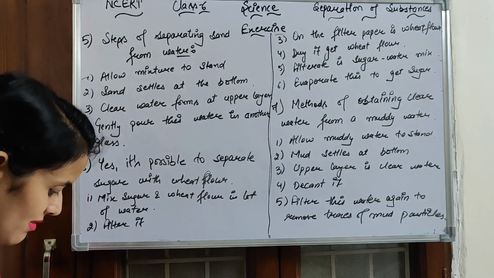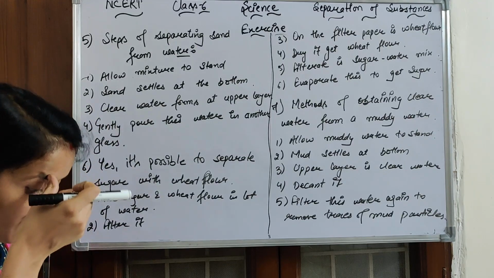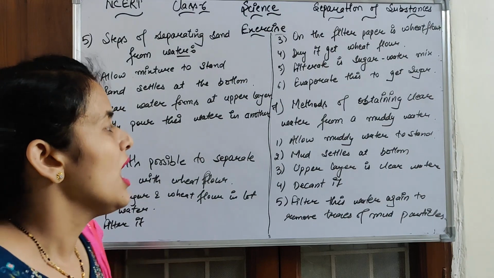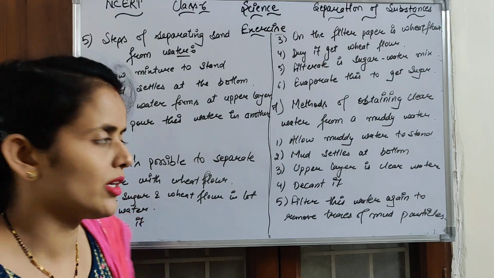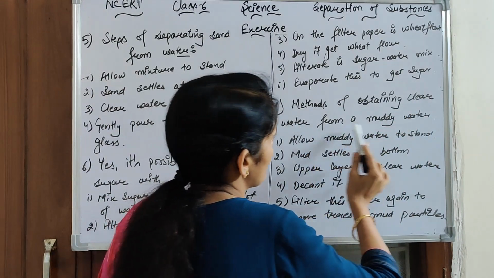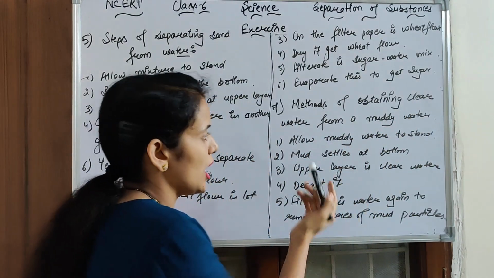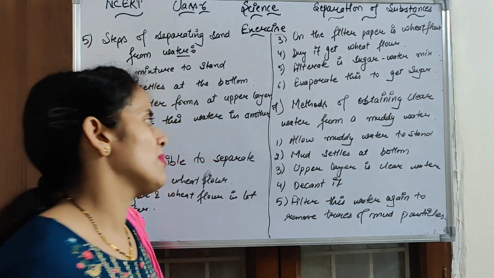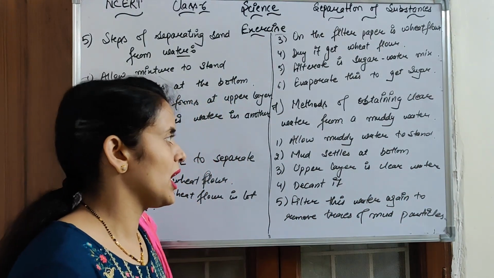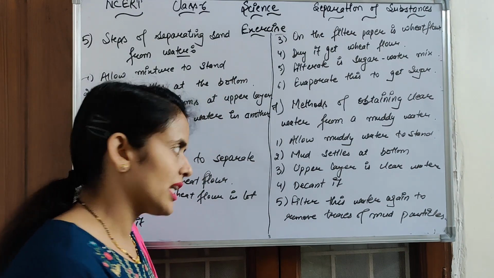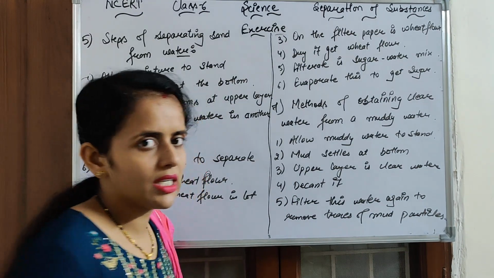Question number 7. How would you obtain clear water from a sample of muddy water? The method of obtaining clear water from muddy water is: allow the muddy water to stand. If we put a full bucket of muddy water and allow it to stand, then the mud will settle down at the bottom. The upper water is clear water.